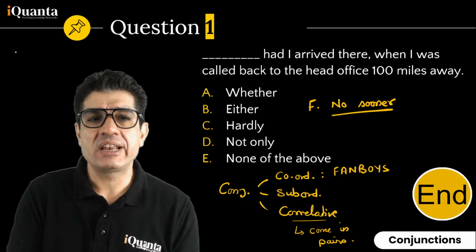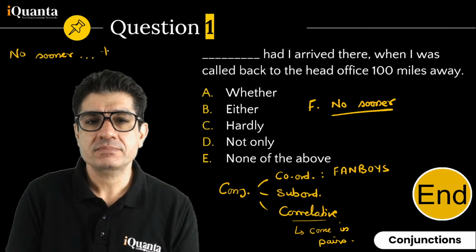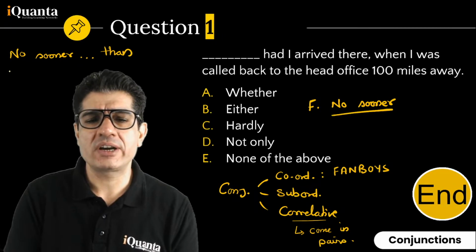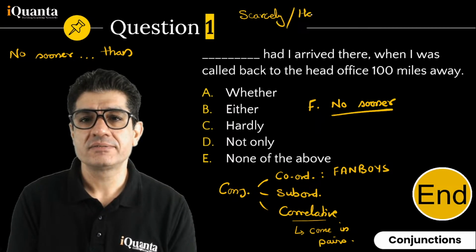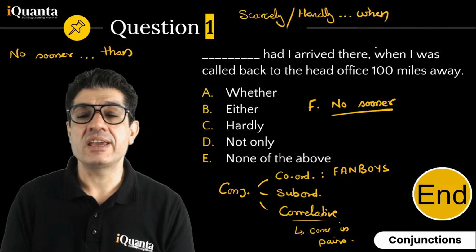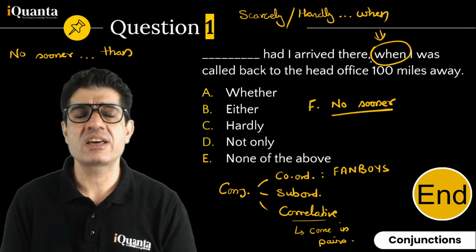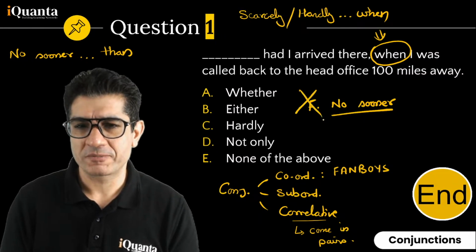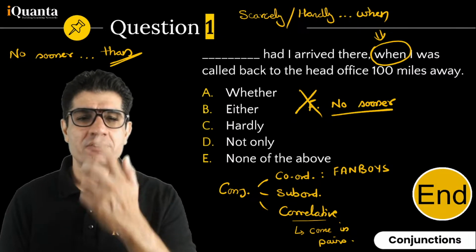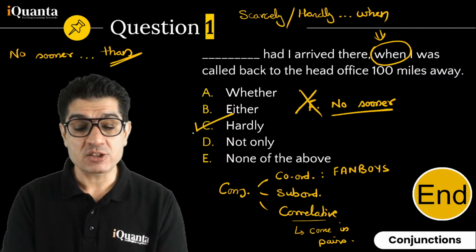So we have a correlative conjunction called no sooner than, and we have a conjunction that says scarcely or hardly, and these are followed by when. So the key here is, in this particular sentence, the other half of the correlative conjunction is given to you. The other half is when. And because you have a when there, you cannot use no sooner. No sooner requires than, and therefore you don't have much of a choice. You must use hardly as your answer. So that is why C.